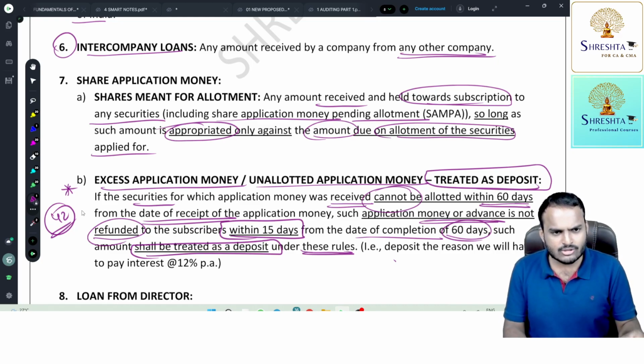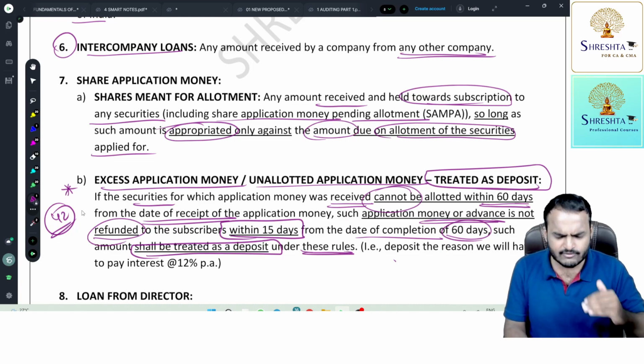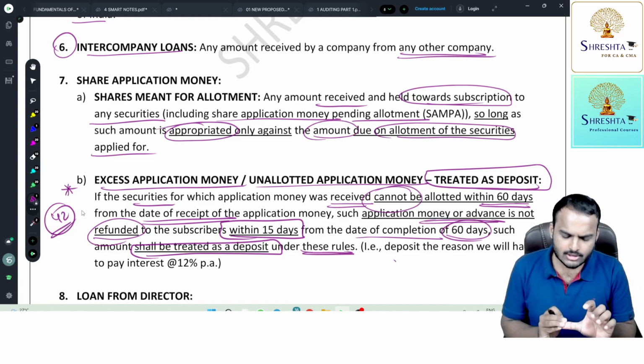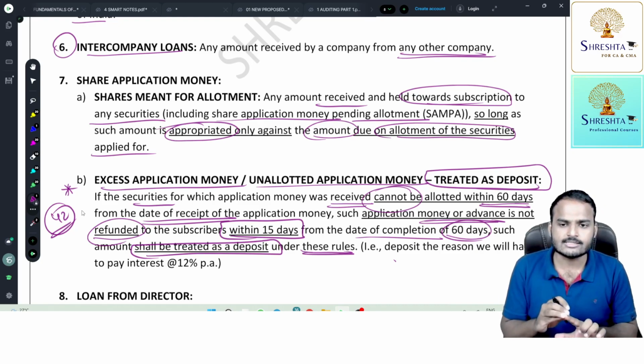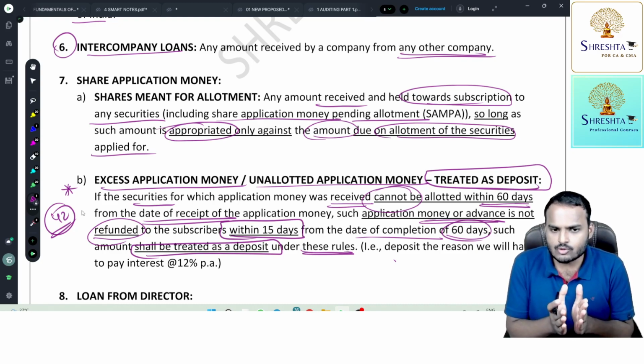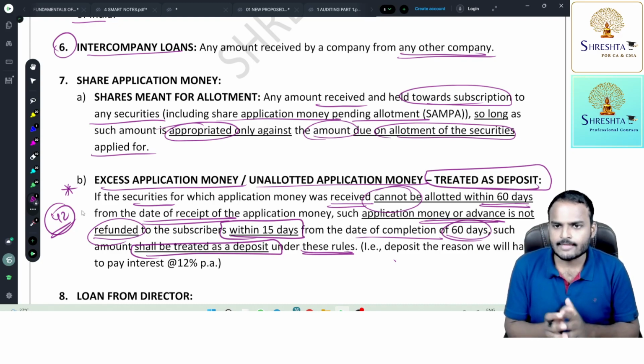But such allotment should happen within 60 days or else refund within 15 days from the expiry of 60. You fail to allot and you fail to refund within 15 days. In that case, it will be treated as deposit. Now, how this question will be asked in examination, sir?